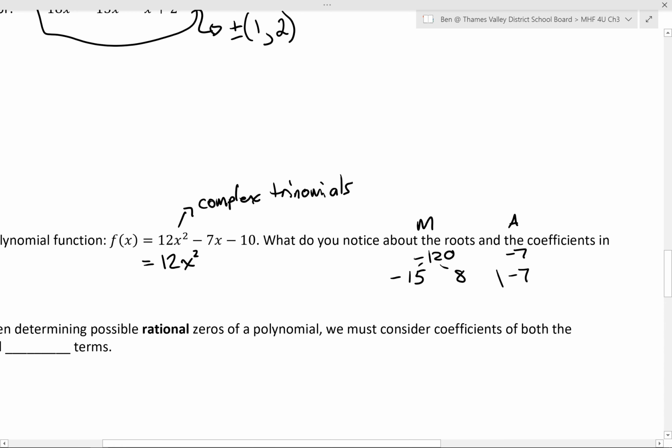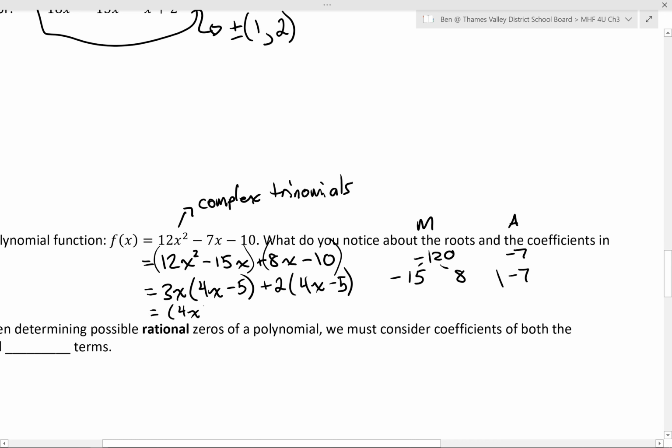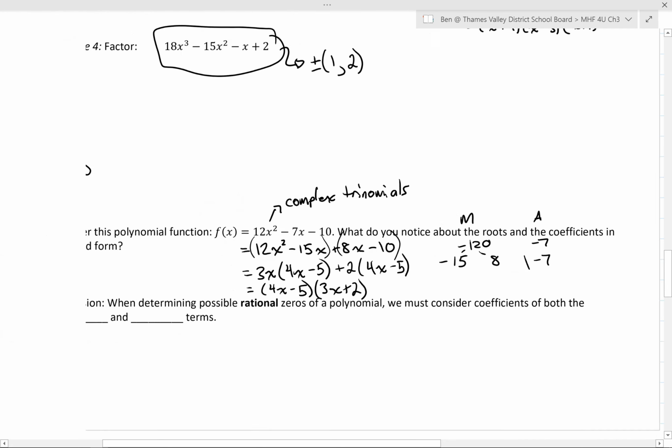So then I'm taking this negative 7, and really I should not be taking the time to explain decomposition in this course, but that's where I'm going in this video, so that's okay. Minus 15x plus 8x minus 10. And then I'm grouping my first 2 terms and my last 2 terms. I'm factoring out the common factor, so in this case that is 3x, working with 4x minus 5, plus, and then just a 2, leaving me with 4x minus 5 again. Then I'm common factoring my 4x minus 5 out: 4x minus 5, 3x plus 2. Okay, so I factored it.